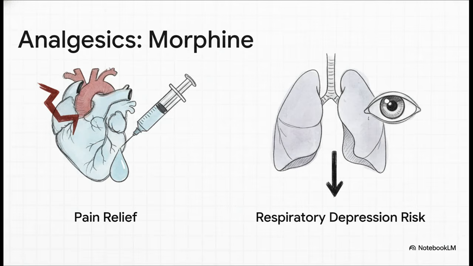Morphine is just fantastic for MI pain. Not only does it help with the agony, but it also helps calm the patient down and actually lowers the heart's workload. But with morphine, we are always worried about one thing: respiratory depression. You have to keep a close eye on your patient's breathing rate every single time.